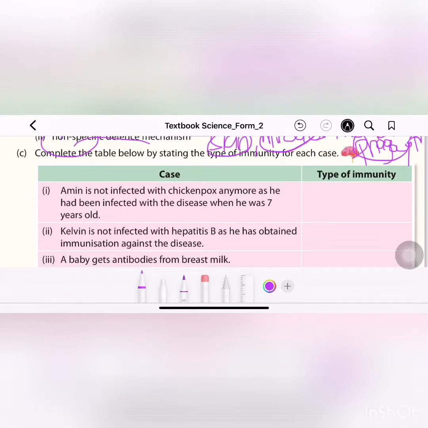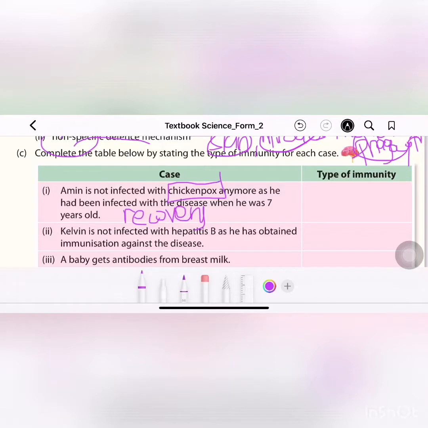Complete the table below by stating the type of immunity. I am still trying to find a way for you to remember all these four types of immunity. I still cannot find an easy way, so you can only remember the keyword. Amin is not infected with chickenpox anymore as he has been infected. When it mentions chickenpox, you have to remember you only get it once in your lifetime. So this is after recovery.